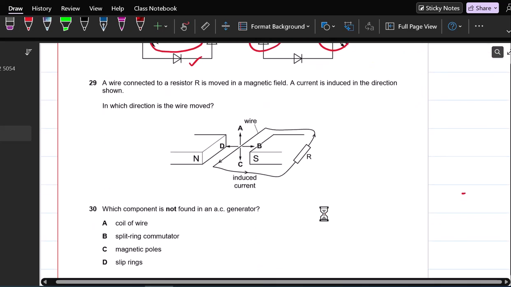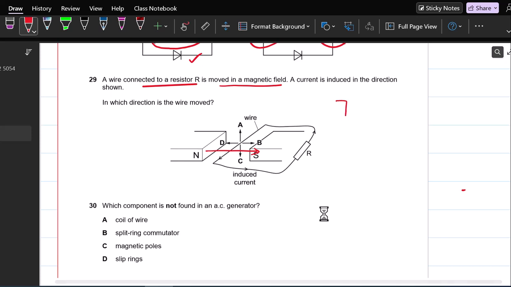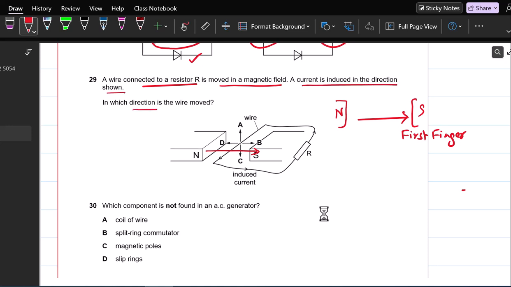Moving to question 29, a wire connected to a resistor R is moved in a magnetic field. Magnetic field is from north to south, so it is left to right. You can place your first finger in this pattern, first finger towards right. A current is induced in the direction shown. In which direction will the wire move? Force, or you can say motion of wire, we have to detect.